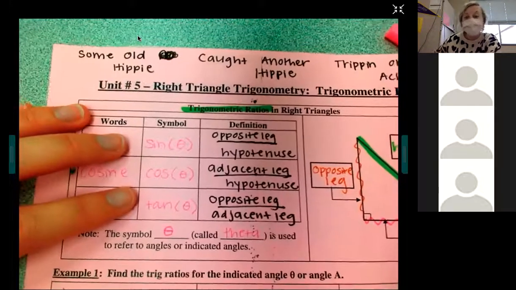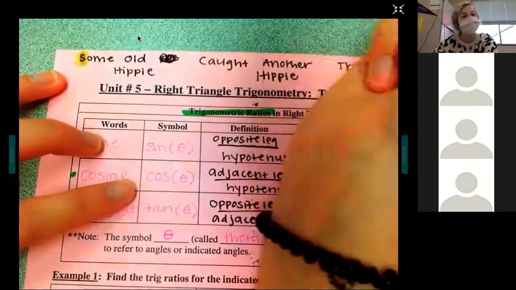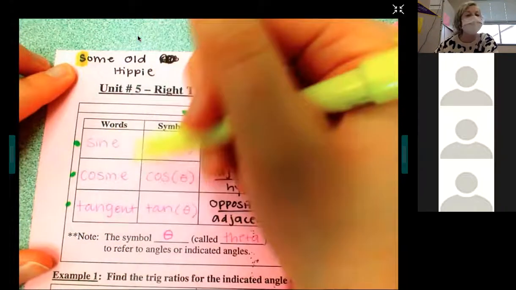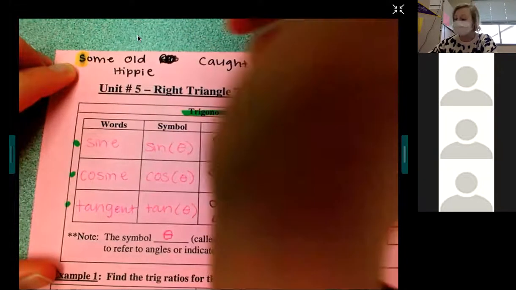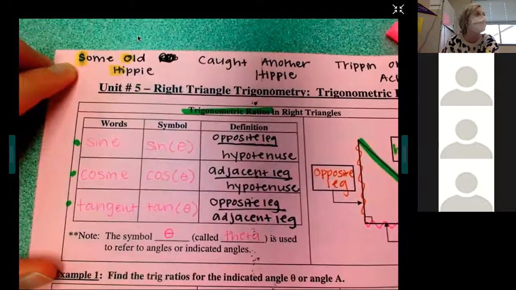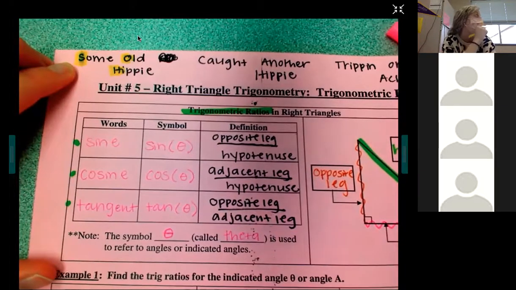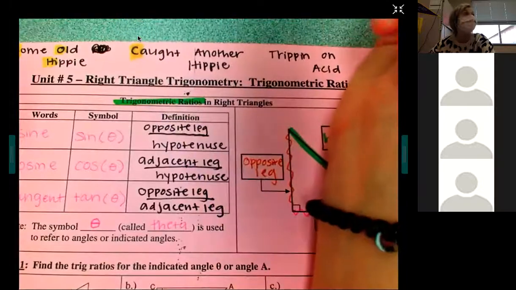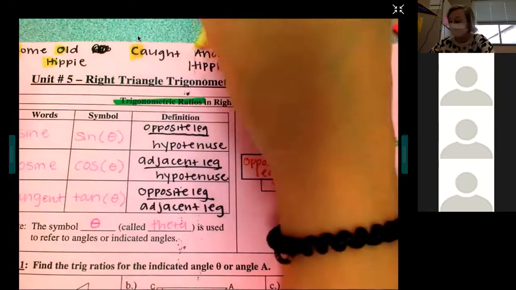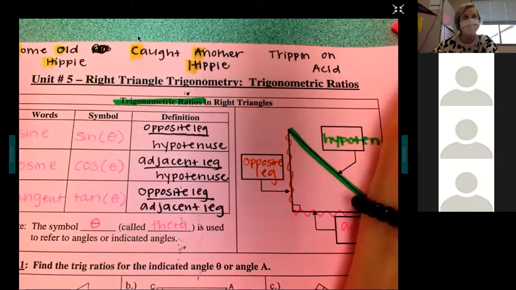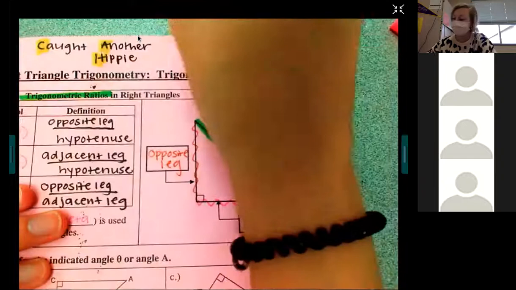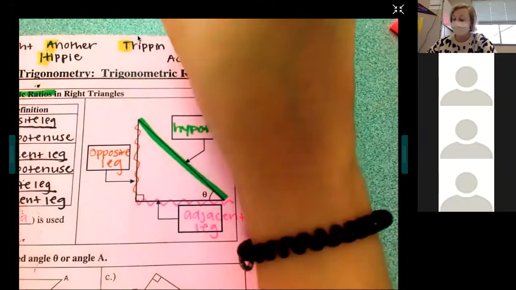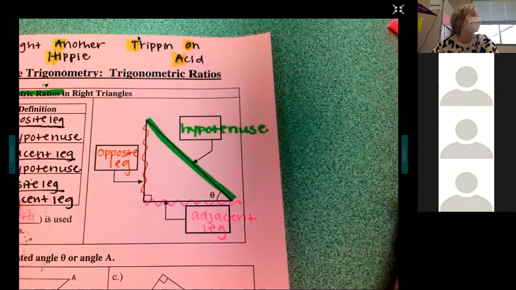So everybody look. Some old hippie, what does the word some start with? What letter? S. So which of these ratios do you think this part refers to? Sine is always going to be O over H, the opposite over the hypotenuse. If you can remember some old hippie, you will know that sine is always O over H. Okay, caught another hippie. If you can remember that C stands for cosine, you'll remember that it's always the adjacent over the hypotenuse. And then tripping stands for tangent. On acid, O over A, that's opposite over adjacent.